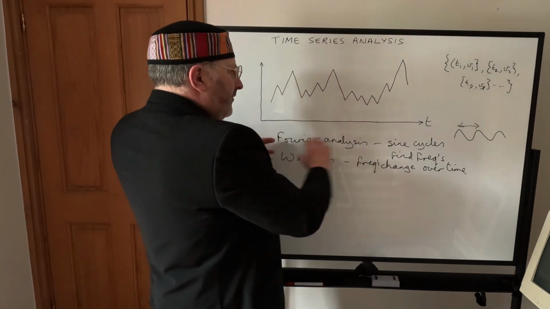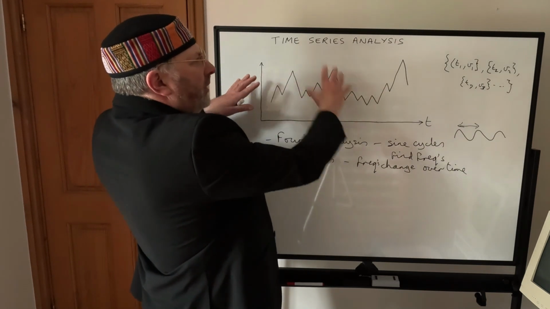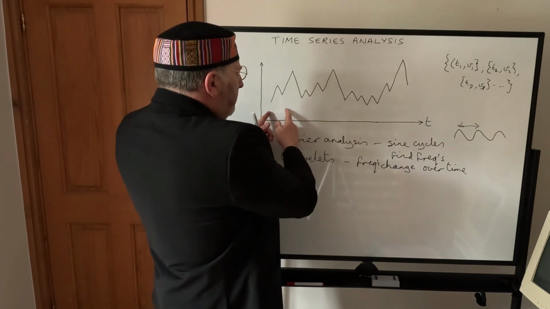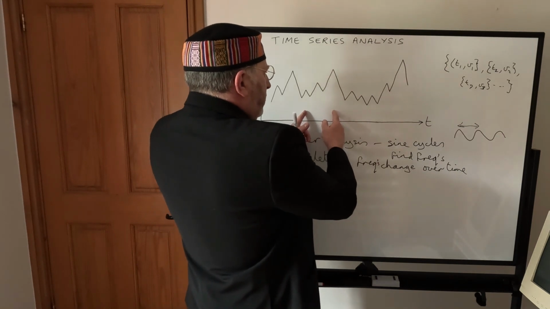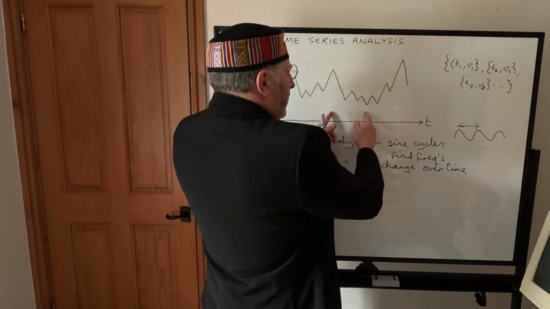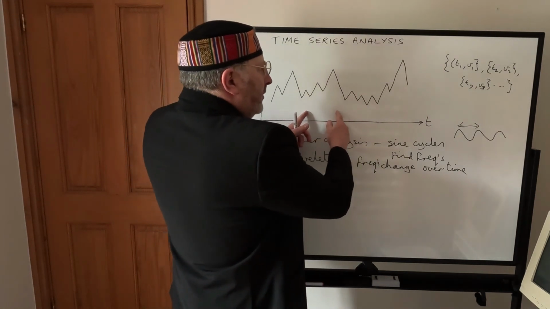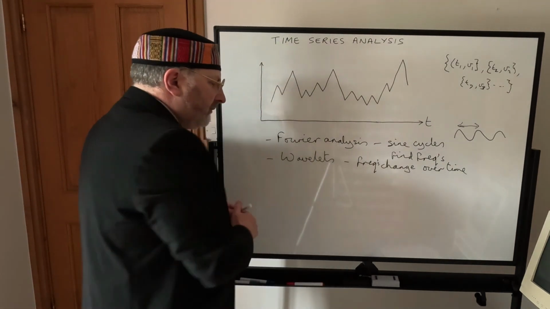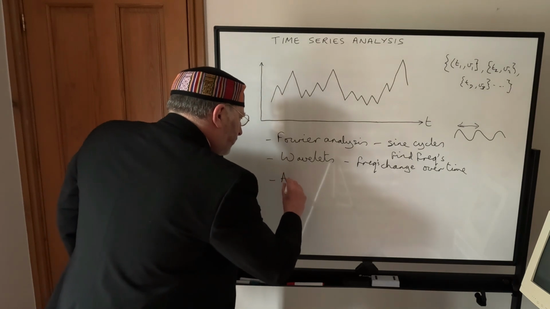So with Fourier analysis, we just look at the overall picture. We treat the thing as a whole and look for the cycles that might be in it. But with wavelets, we kind of move along and we look at what frequencies are present at different parts of the signal. So we get a changing picture of the frequencies that are present in our signal. That's wavelets. And the last thing we'll look at is autoregression.